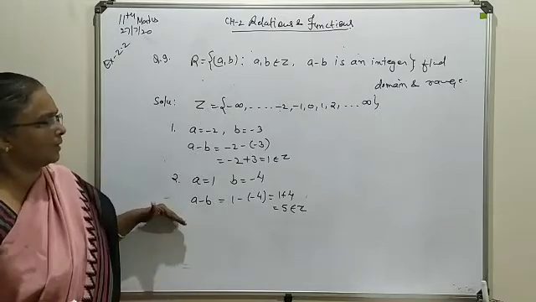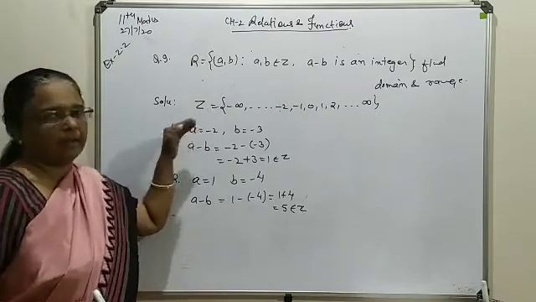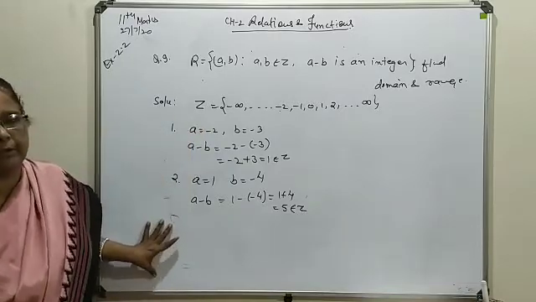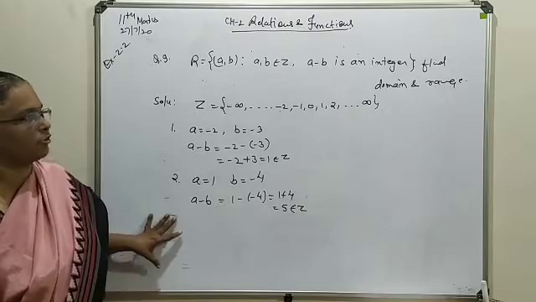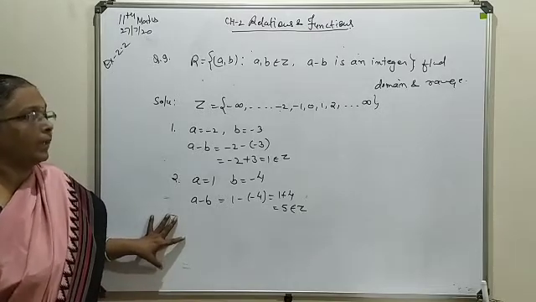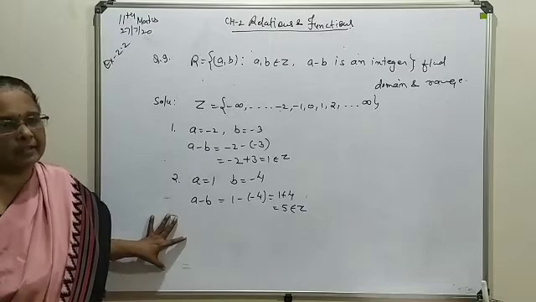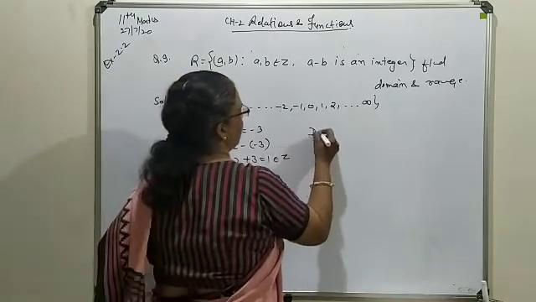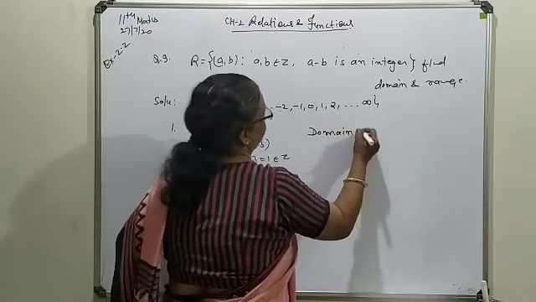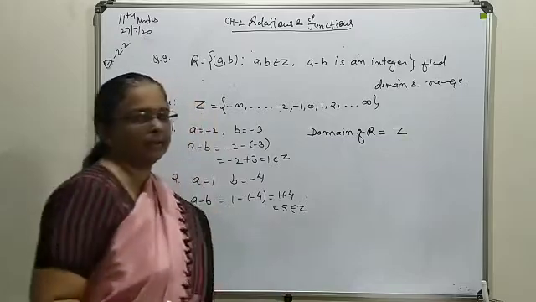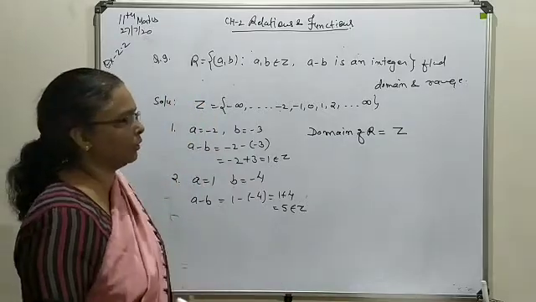All the values you can select as a value of a and b. So here we are not going to write a particular section or a subset of Z. As all the values can be selected as a value of a and b, you can write domain of R is equal to Z. All the values you can select, so the whole group you will write as the domain.